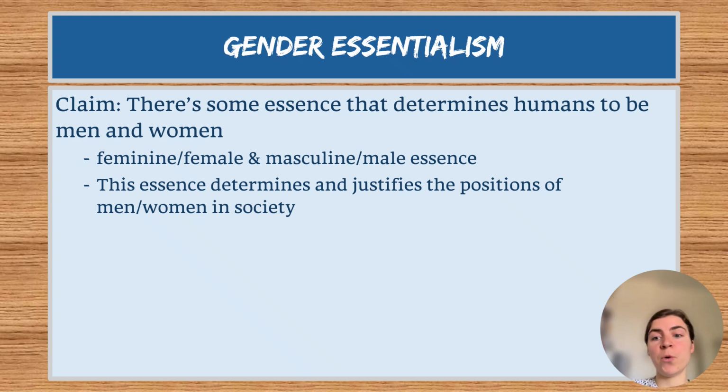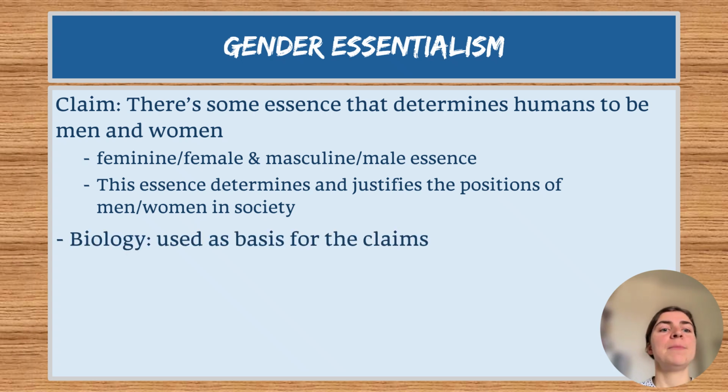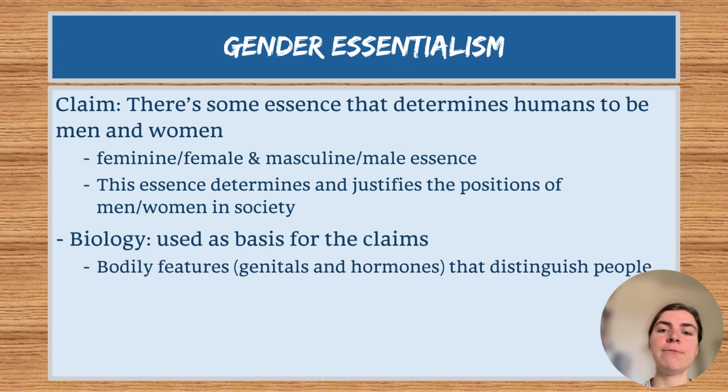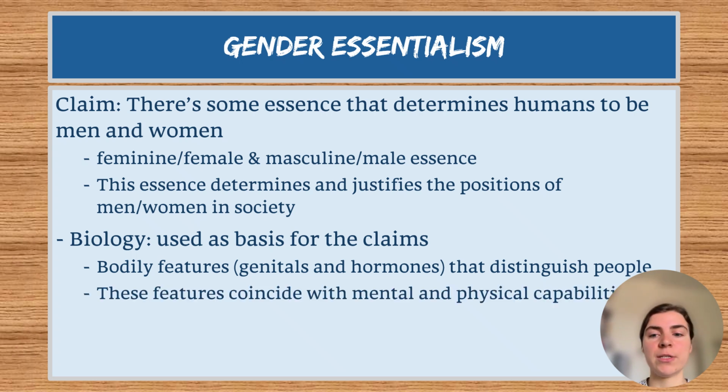So because you were born with this sex, you have this gender and behave like that, and because of that you have a certain position in society, would be the claim of gender essentialism. And biology is usually used as a basis for these claims. So bodily features, genitals and hormones, for example, would be said to distinguish people into males and females, and then having the congruent and just similar gender categories.